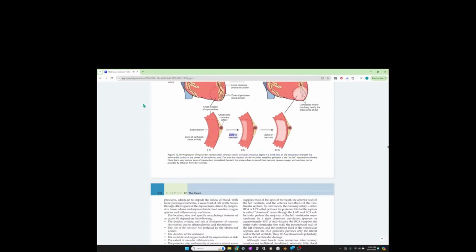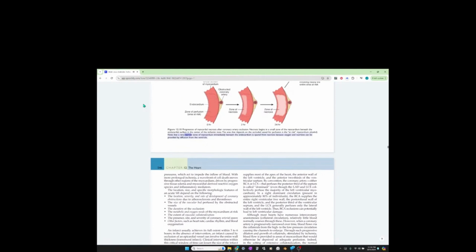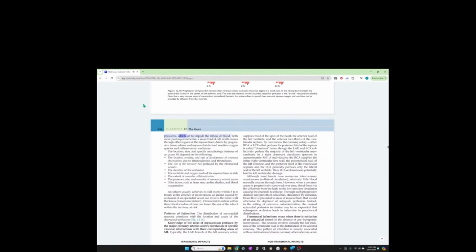Necrosis begins in a small zone of the myocardium beneath the endocardial surface in the center of the ischemic zone. The area that depends on the occluded vessel for perfusion is the at-risk myocardium. Note that a very narrow zone of myocardium immediately beneath the endocardium is spared from necrosis because oxygen and nutrition can be provided by diffusion from the ventricle. With more prolonged ischemia, a wave of cell death moves through other regions of the myocardium, driven by progressive tissue edema and myocardial-derived reactive oxygen species and inflammatory mediators.